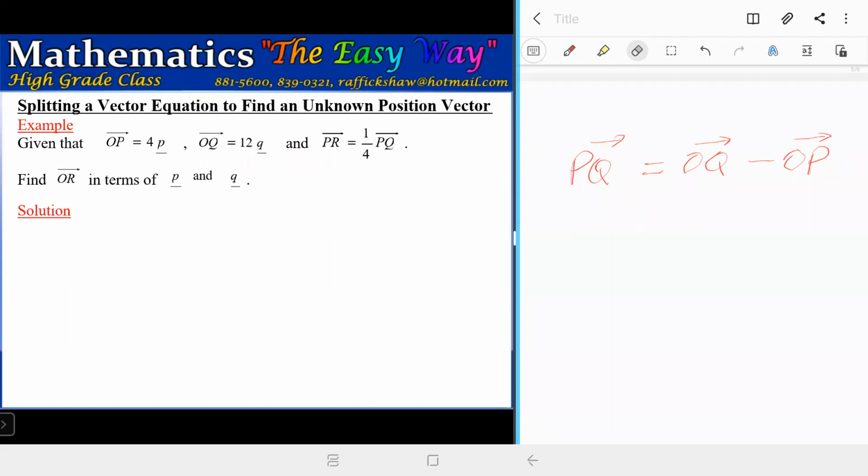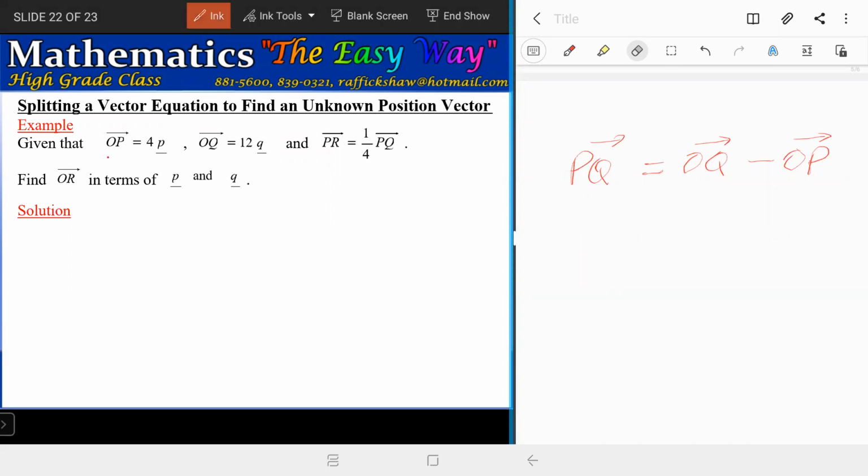All right, so I have an example up on the page here. This is just an example. So given the vector OP is 4 small p. The vector OQ is 12 small q. And then they give us this vector equation: PR is a quarter PQ. And the question wants us to find OR, the vector OR.